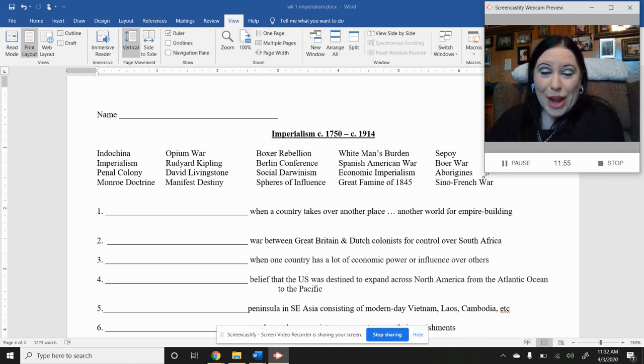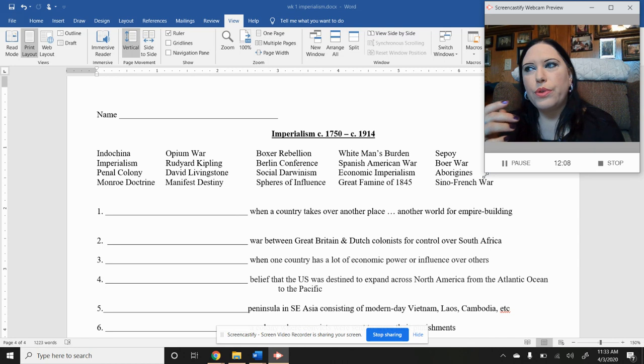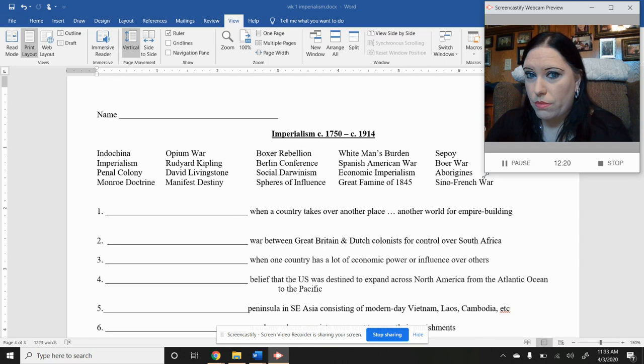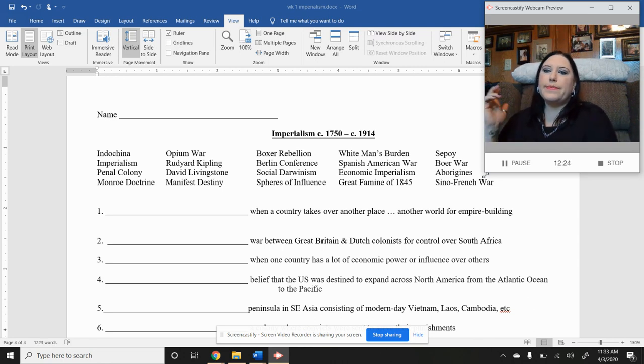The next word, economic imperialism, is another situation kind of like sphere of influence where you don't actually own that place physically, but you do control it economically. You hold the purse strings. You control what they produce, okay? You don't actually own them. They're still governing themselves, but you do control them economically, business, money.